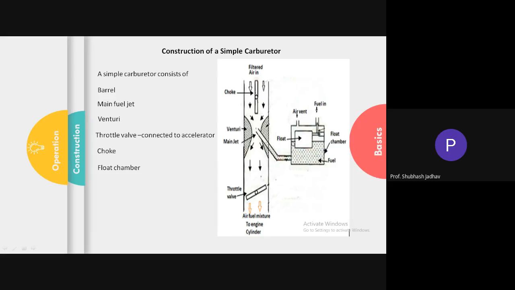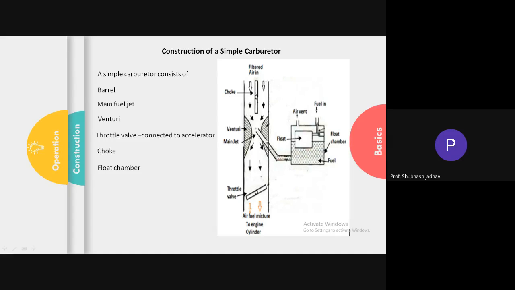Now in a non-working condition, if the fuel level in this is this much, what will be the fuel level in the jet? It will be this much. So that is very important. Okay, that means if the fuel level is this much, the fuel has to rise up before it comes out in the form of a jet. So that has to be always maintained.